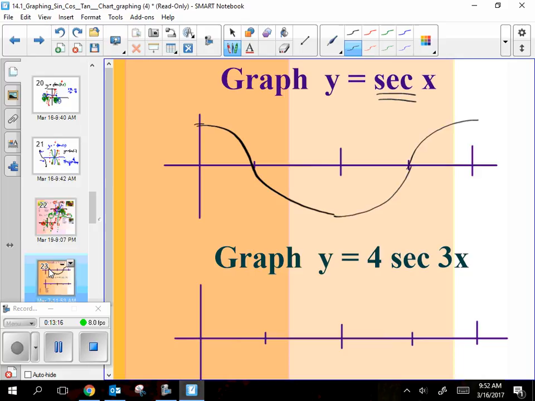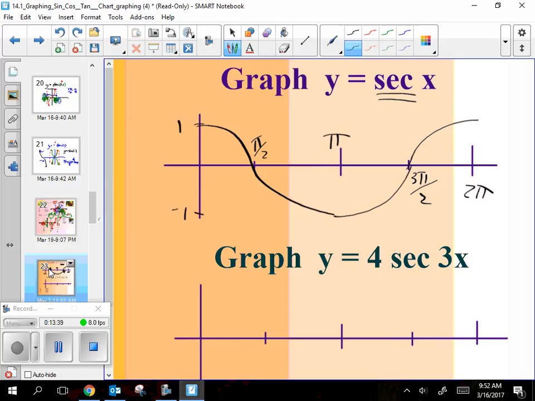There's my cosine graph. And I'll start labeling it here. -1. And this is pi over 2. Pi. Okay, hold on. This is 2 pi. That's not pi over anything. It's just pi. And this is 3 pi over 2. Okay, there is my cosine graph.